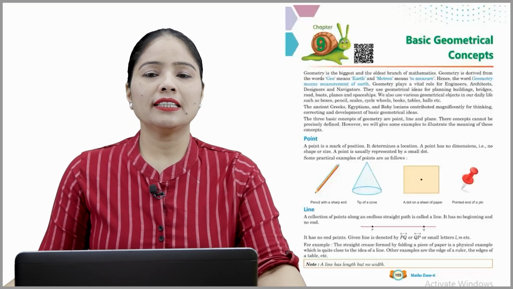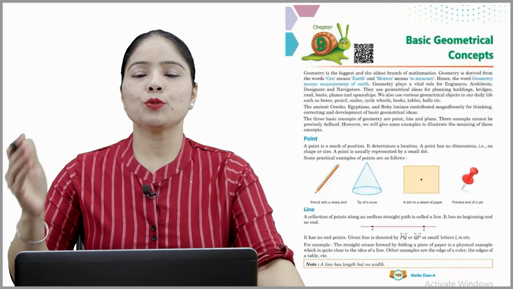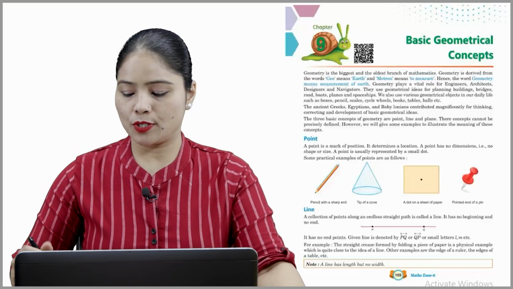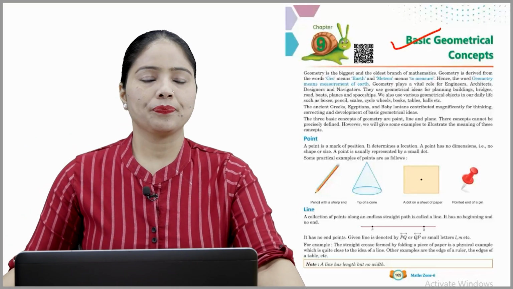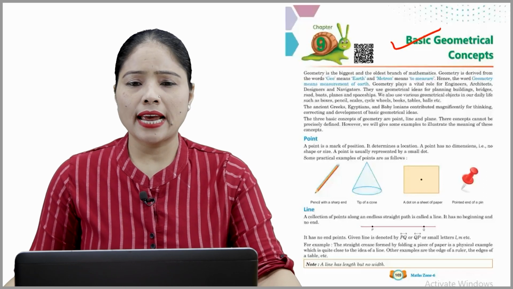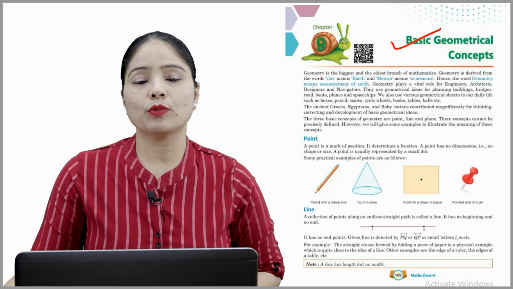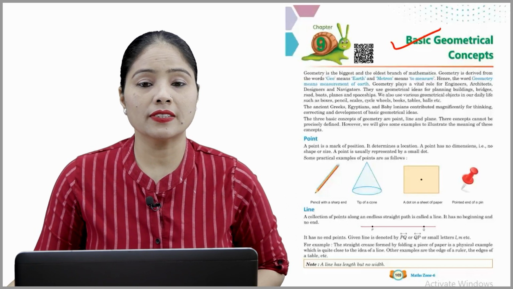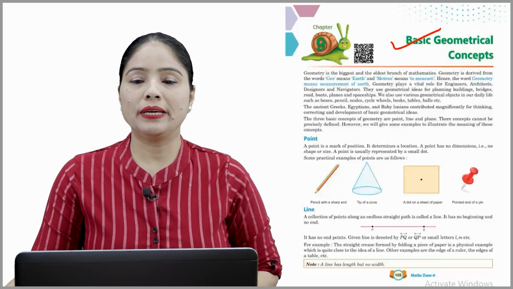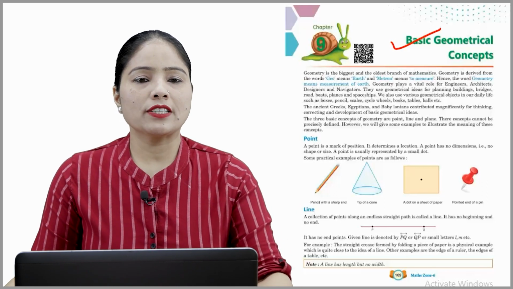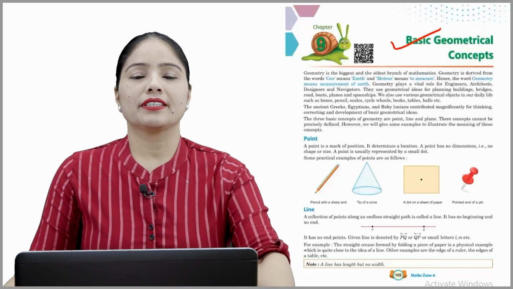So children, today in this class we are going to learn about basic geometrical concepts. Okay, so let's start with that, beta. Geometry is the biggest and the oldest branch of mathematics. Geometry is derived from the word geo, meaning earth, and metron, meaning to measure. Hence the word geometry means measurement of earth.